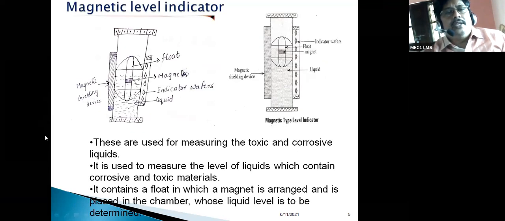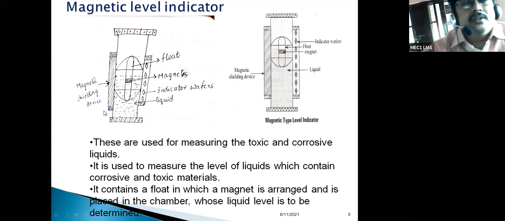Right. Next, magnetic level indicators. See here in these magnetic level indicators, there are very few attendees here. Better inform your friends.